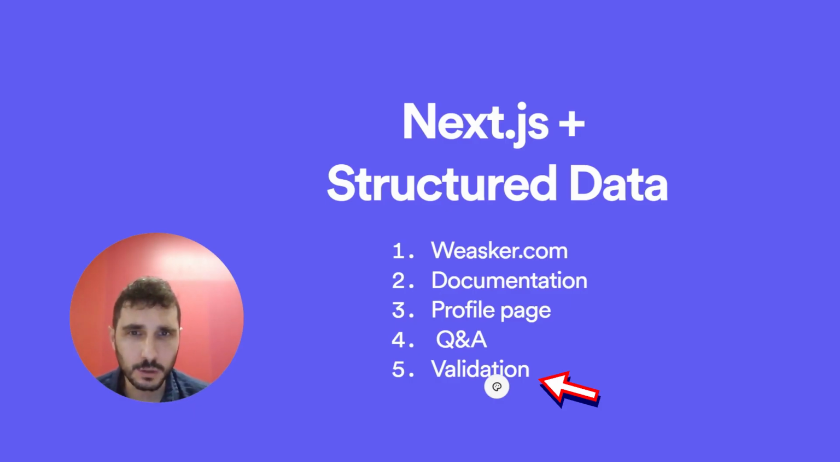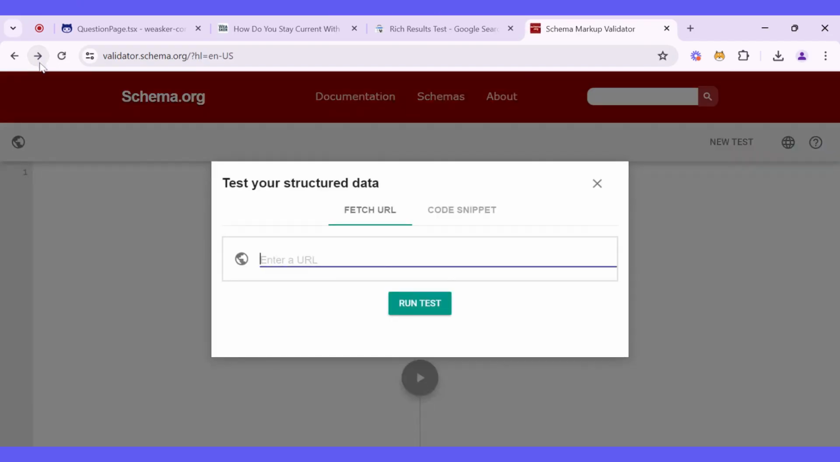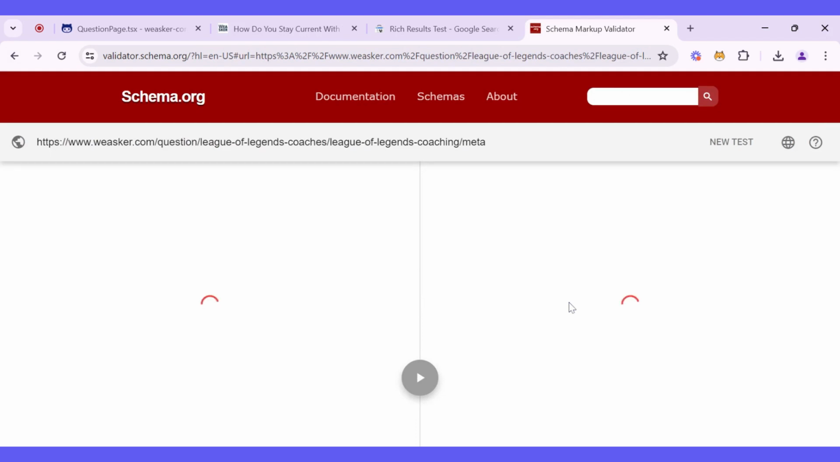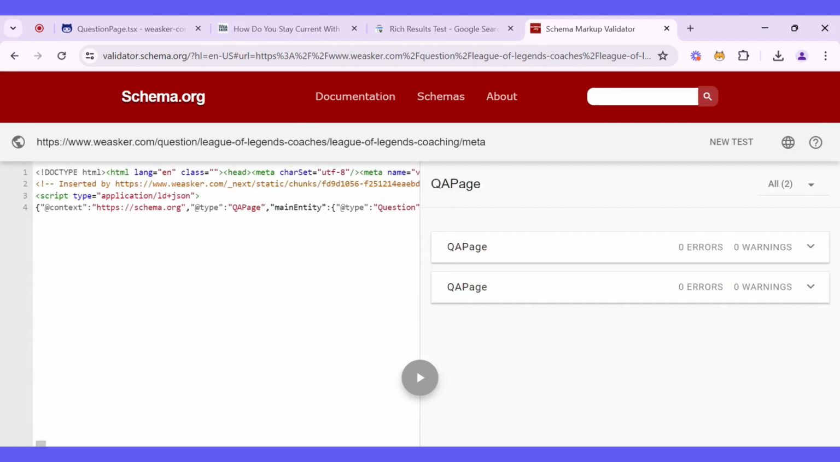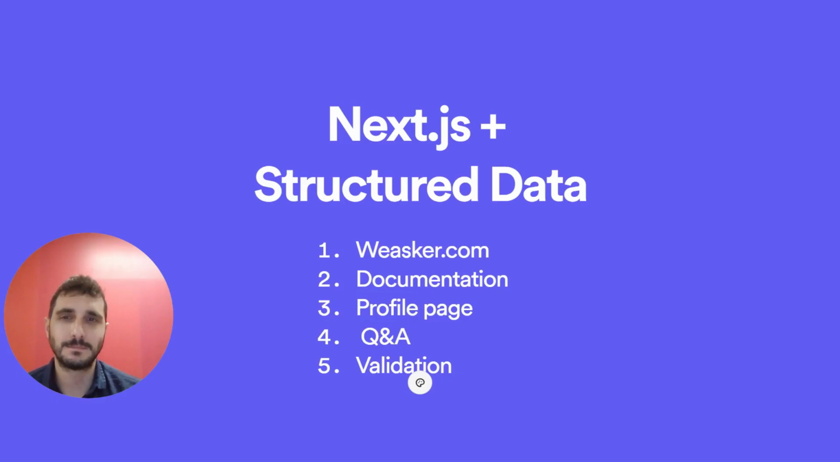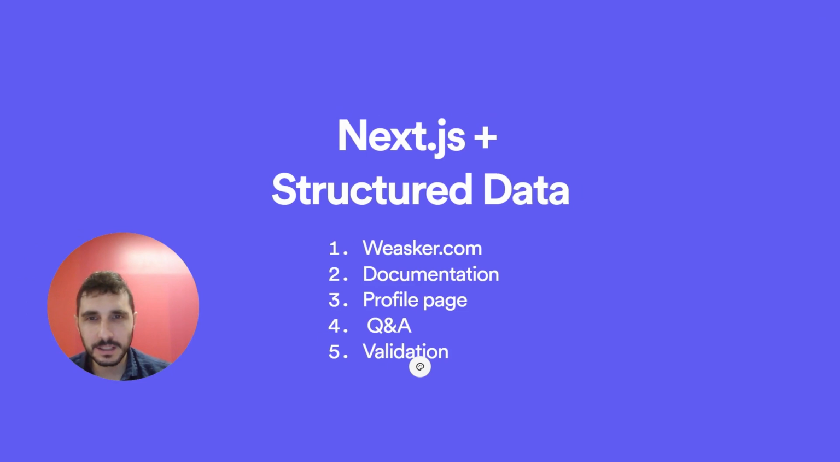Now, the last thing I want to show you is that there's another way to check your structured data, and it's by going to schema.org website. Just like with the Google tool, you insert your URL and click Run Test. Wait a minute or two, and here I get a Q&A page for my URL with 0 warnings, which is great. Alright, this is it for this video.